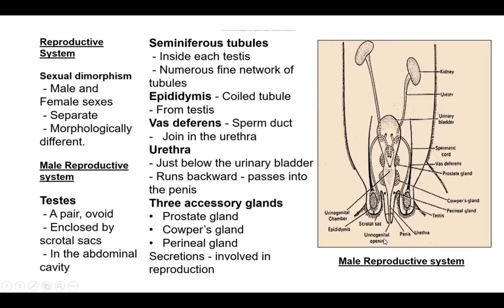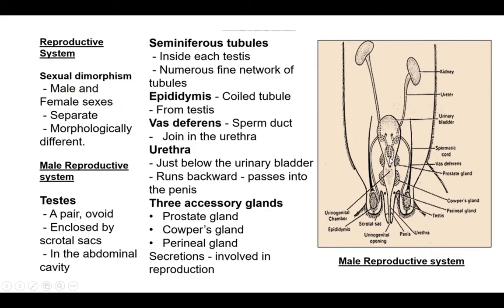The sperm is produced only by the testes. Sorry, it is produced by the seminiferous tubule and temporarily stored in the epididymis, and comes out through the vas deferens, moving towards the urethra.